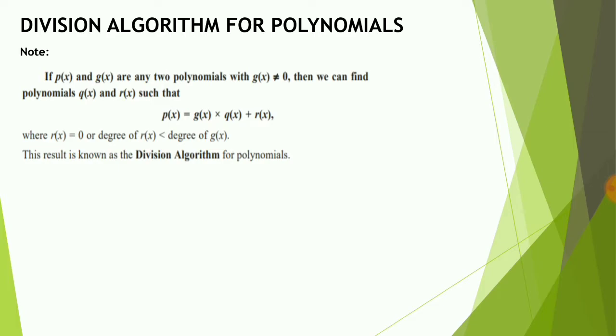So this result, that the divisor into the quotient plus the remainder is equal to the dividend, is called the division algorithm of the polynomials.